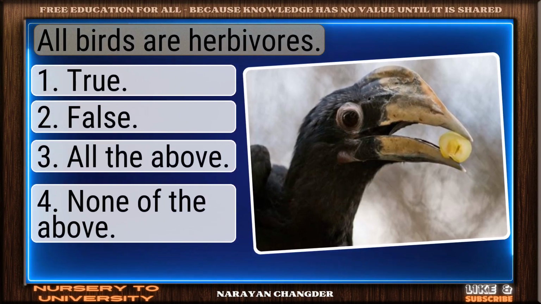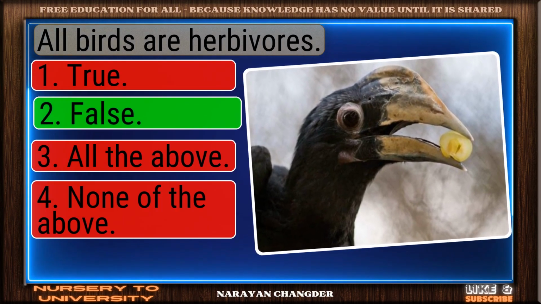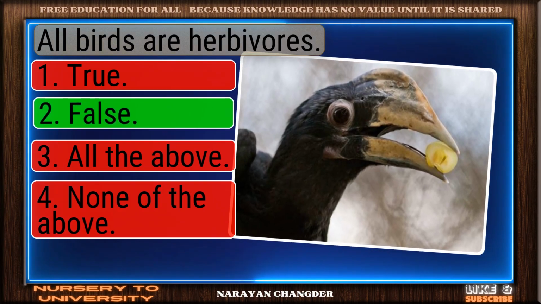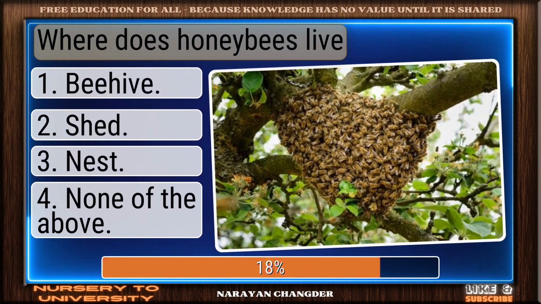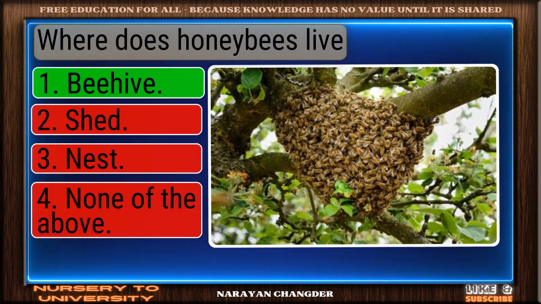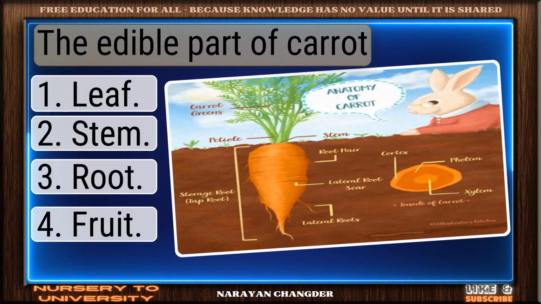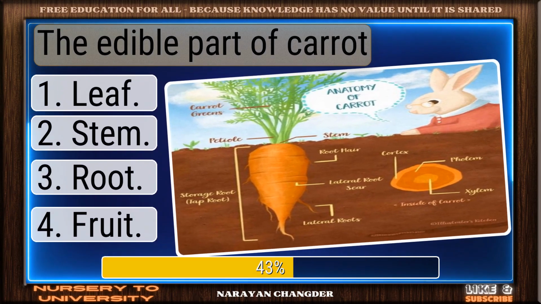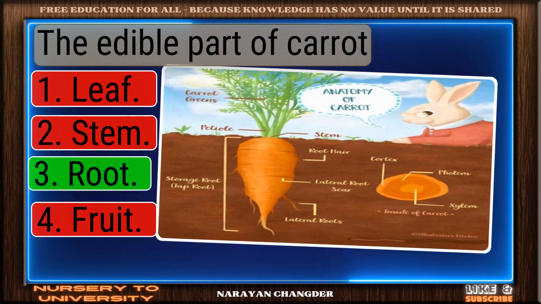All birds are herbivores. Correct response. False is the most accurate answer. Where do honeybees live? Well picked. Beehive is the correct answer. The edible part of carrot. Correct. True is the right answer.